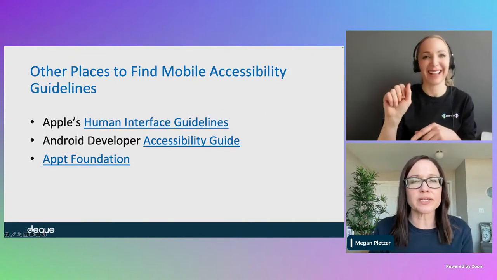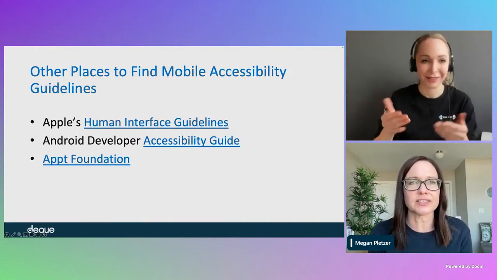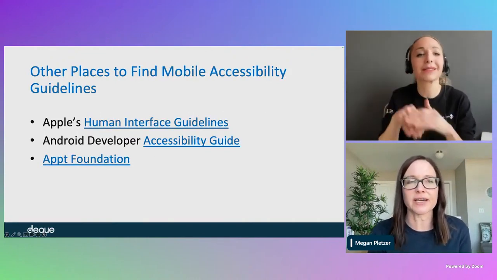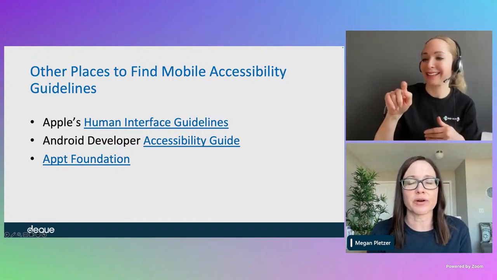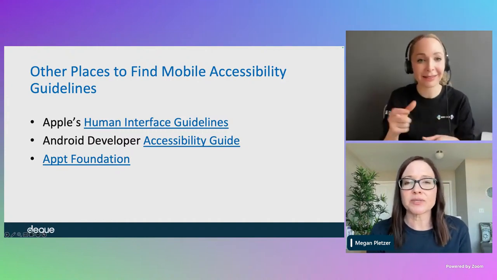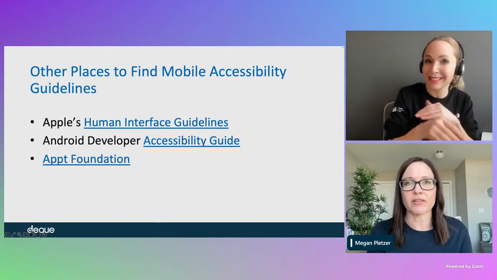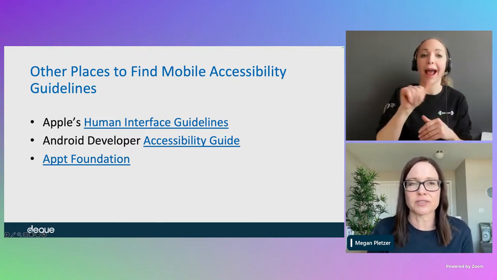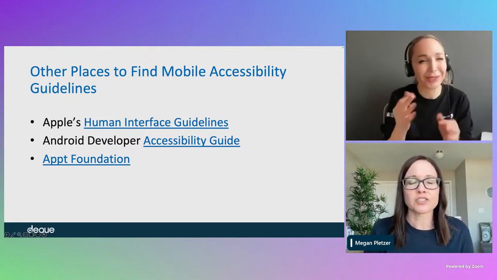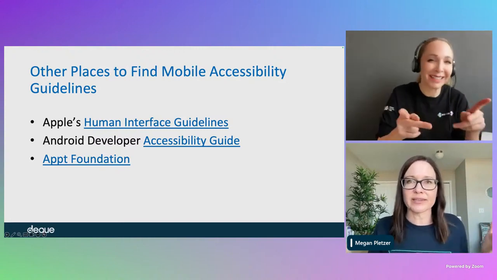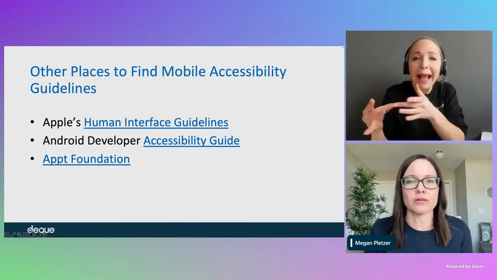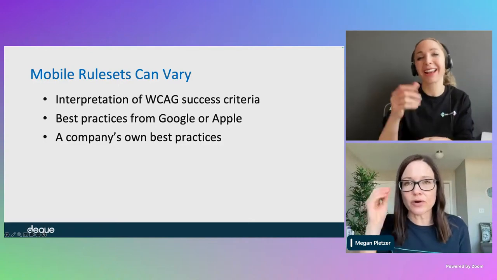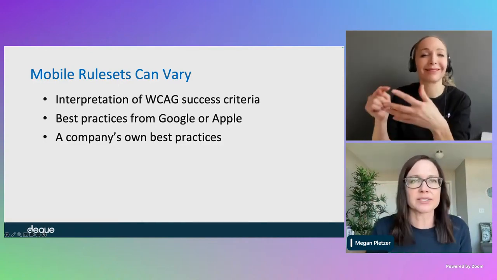So there's other places you can find mobile accessibility guidelines as well. We have Apple's Human Interface Guidelines. We have the Android Developer Accessibility Guide. And then Apps Foundation is a nonprofit, and they offer a lot of great, free resources on their website as well. So there's all these different places that we can get guidance on how we should create a mobile rule set, or what we should test for mobile app accessibility.